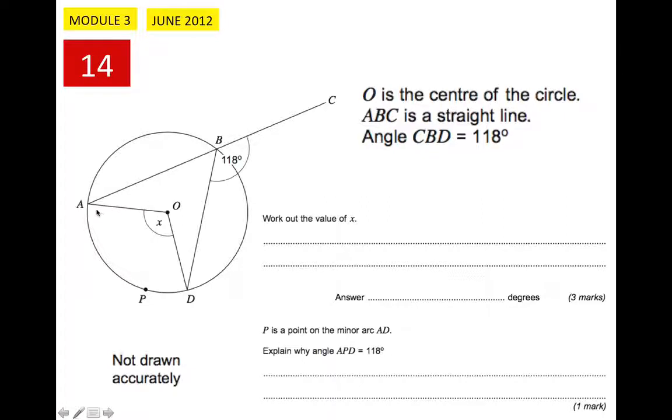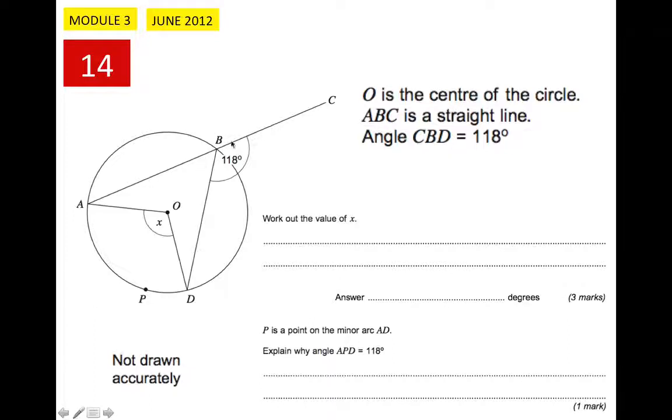Now we notice here that we've got 2 points A and D, and they make one angle up to the center, which is x, and then they make another angle up to the circumference at B. And there's a rule for that, that the angle at the center is twice the angle at the circumference. So we're probably going to use that.